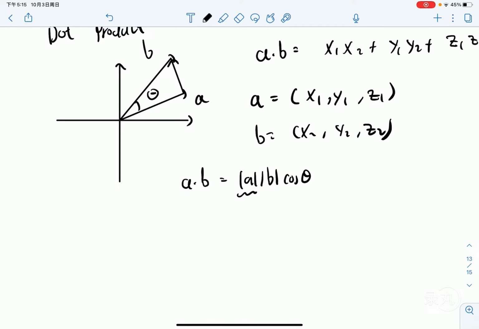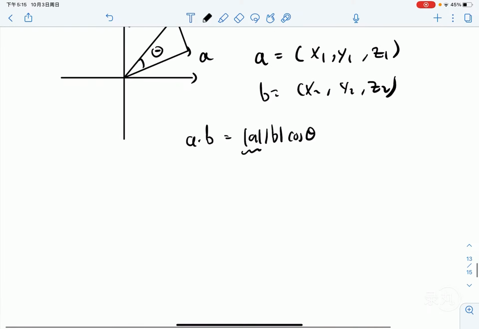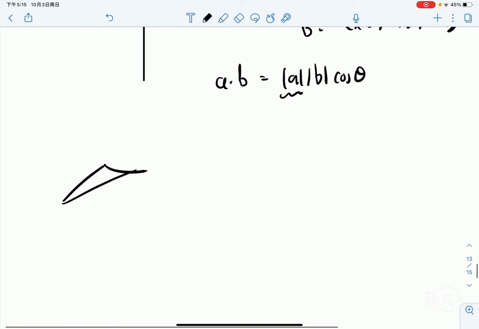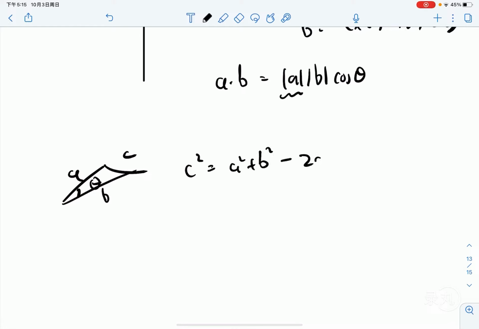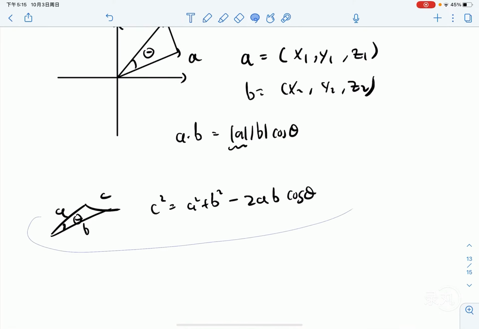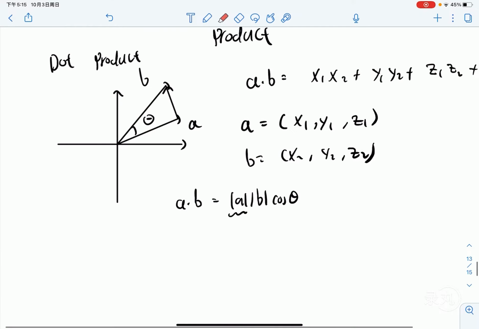And the way we prove this is using something called the law of cosines. Yes, it is called the law of cosines, which is just saying that if you have this and this and this, and the angle between them is theta, then you have c squared equals a squared plus b squared minus 2ab cosine theta. You basically have this. Okay, now we're going to move on and prove this.